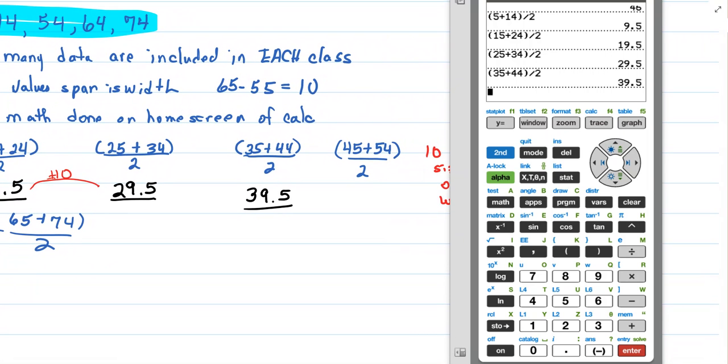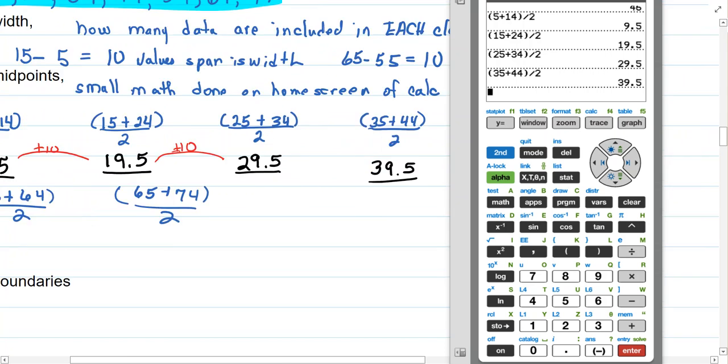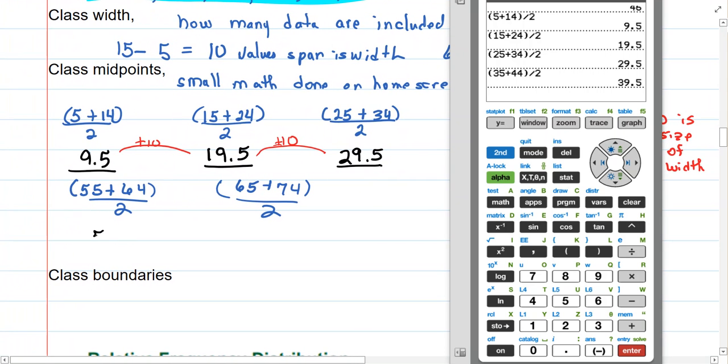So now I can tell you that this is going to be what? Yes, 49 and a half, 59 and a half, and 69 and a half as the midpoint. Again, mathematics is a study of patterns, and that's how we started with mathematics to begin with.